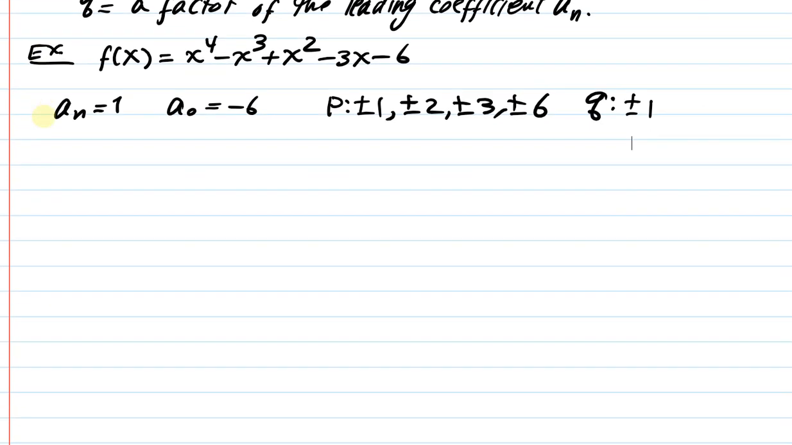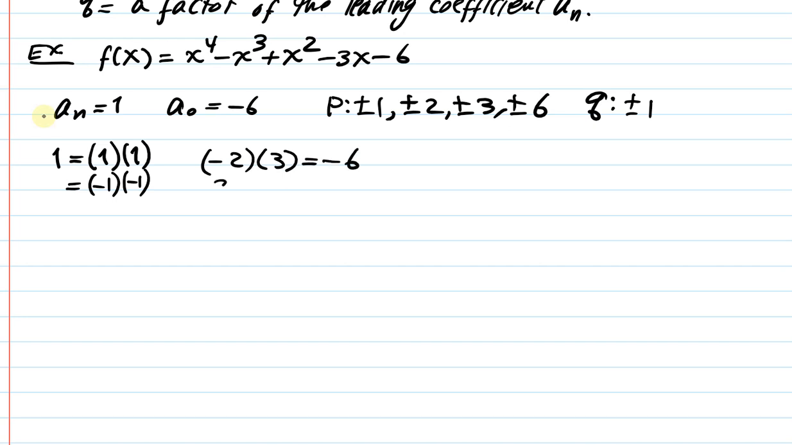Now, why is it plus minus? For example, this 1, I can write 1 as the product of 1 times 1, or as negative 1 times negative 1. That's why for the factors of 1, we look at both positive and negative factors. What about negative 6? For example, negative 2 times 3 is negative 6, and 2 times negative 3 is also negative 6. So we pick up both plus minus 2 and plus minus 3 for that reason. That's why we have these plus minuses.